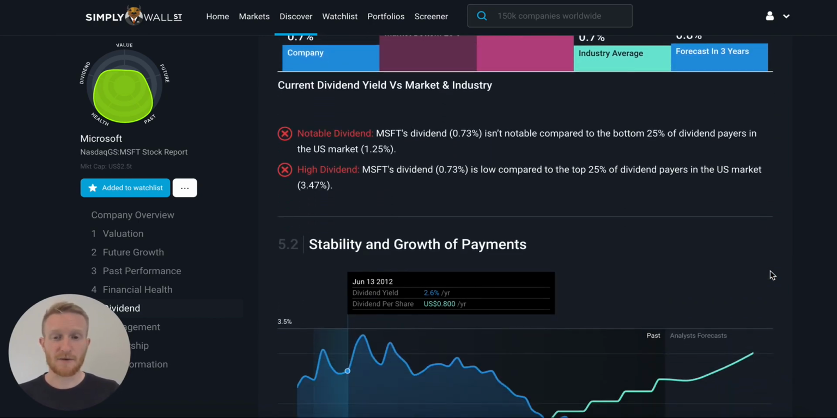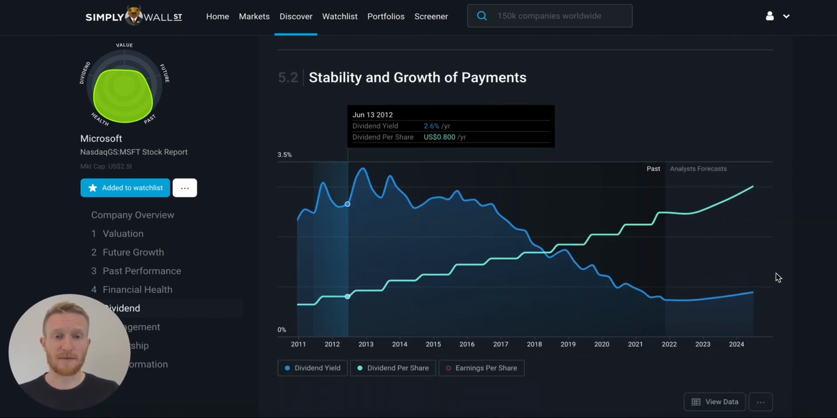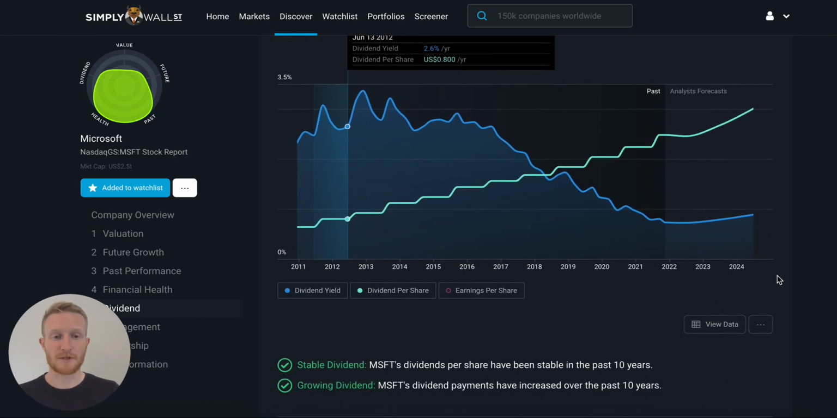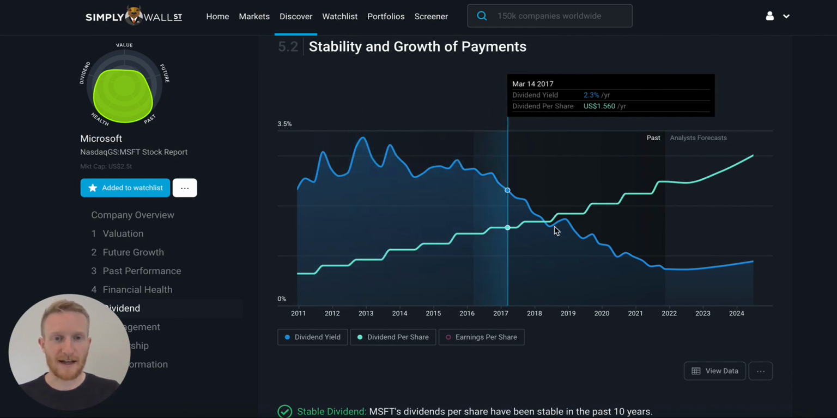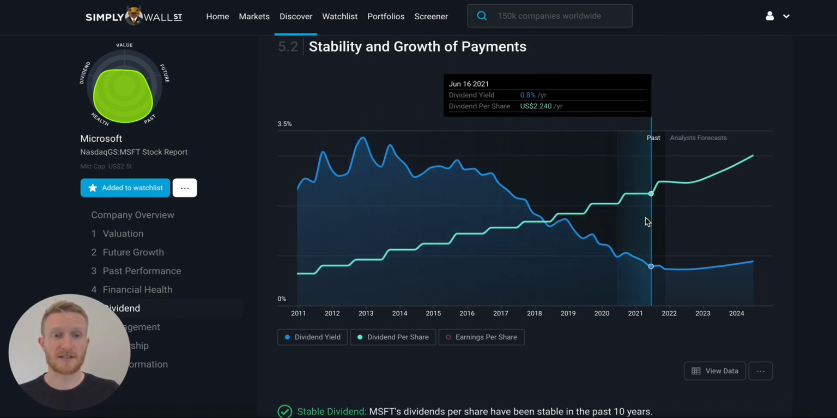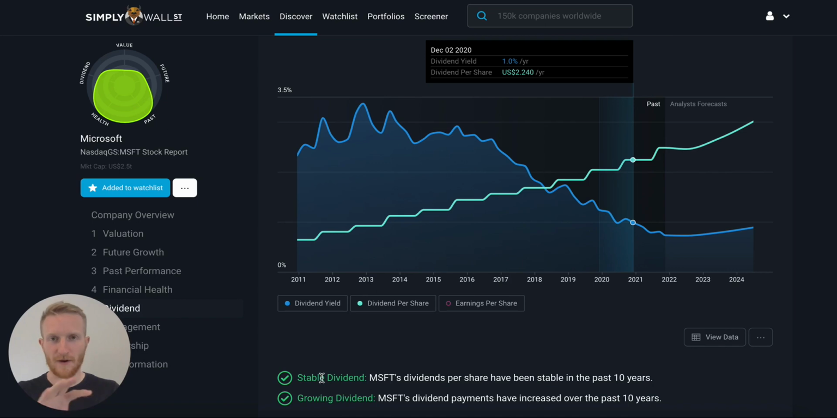Now, the next check we do is about the stability and growth of payments. So here we have two metrics we check, and like I said, it's just the stability and the growth of payments. So this chart here is full of data, and there's a lot of interesting insights you can take away from it. So before I get to that though, the first two metrics we check are the stable and growing. So the first one being stable, basically, has there been any dividend cuts in the past 10 years?